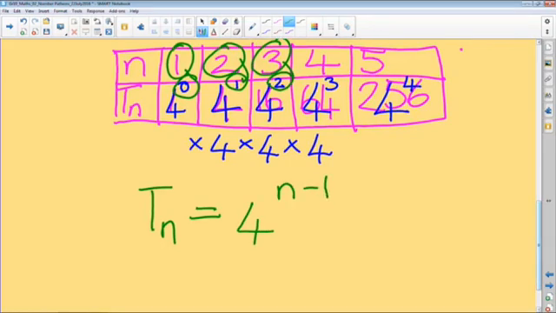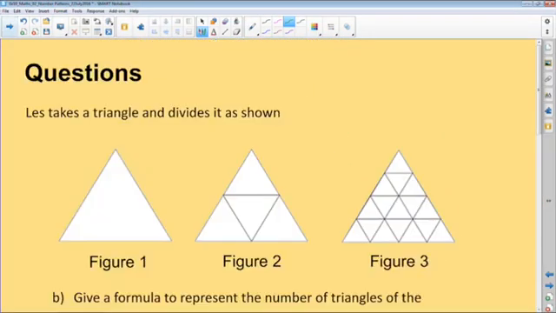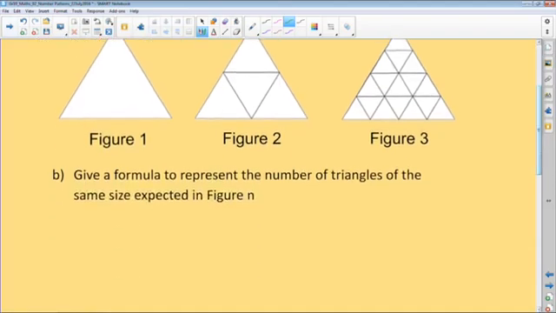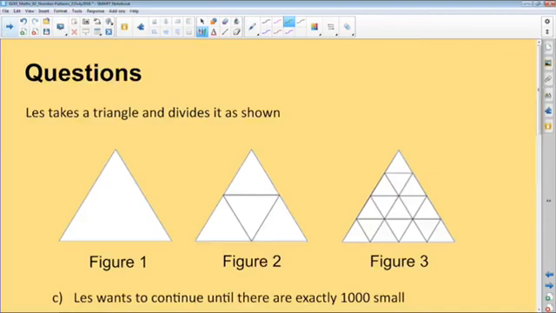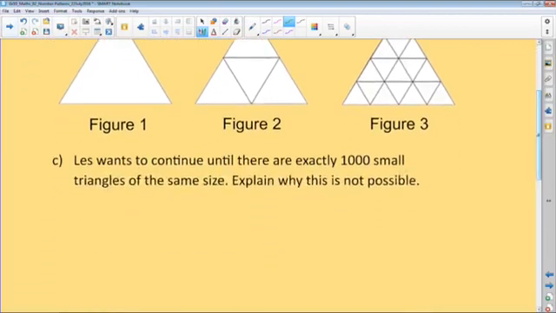Now, I'm going to do the last question of this because we've actually done B already, which was give a formula to represent the number of triangles of the same size in figure n. And we've done that. So let's look at C. Les wants to continue until there are exactly 1,000 small triangles of the same size. Explain why this is not possible.